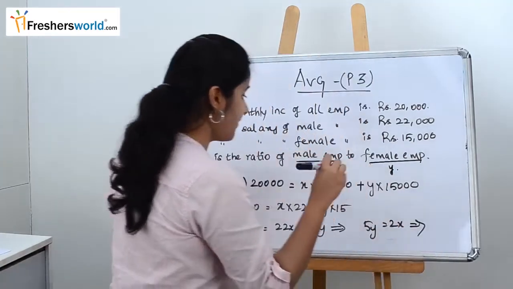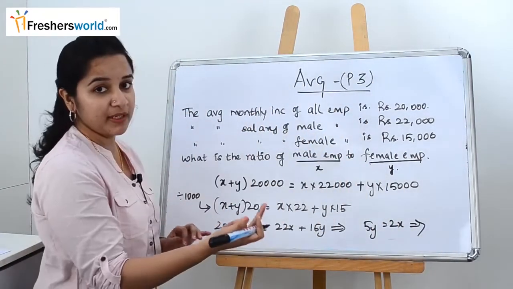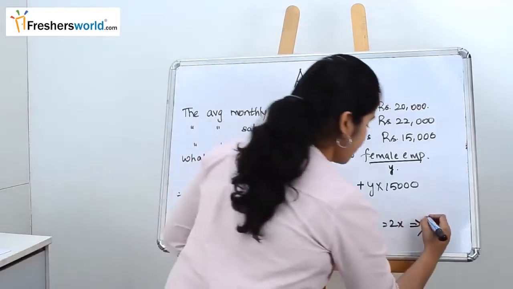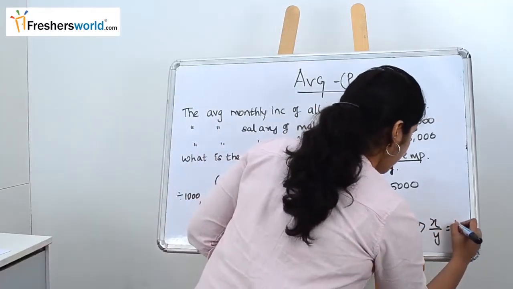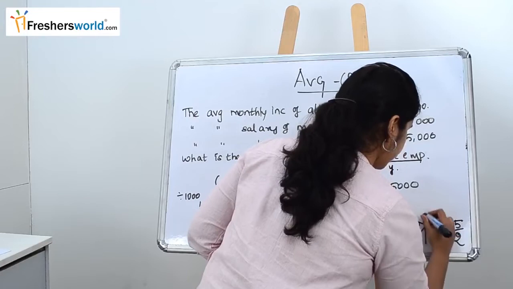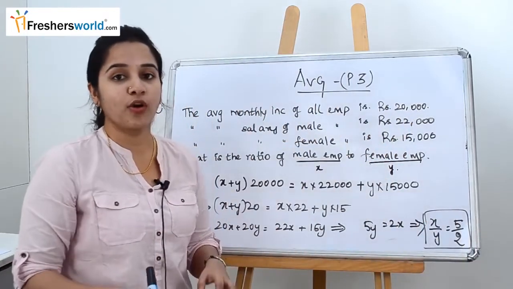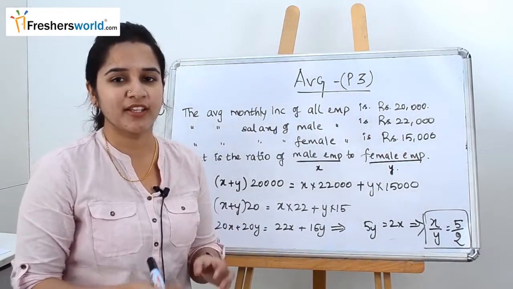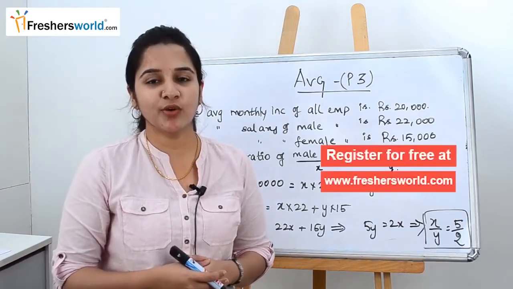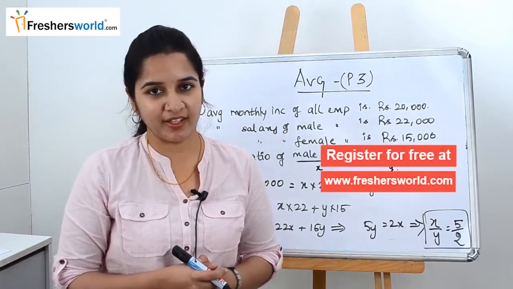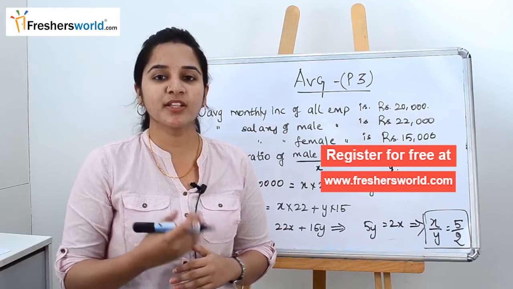So what is the ratio they have asked for? Male employees to female employees, which is x by y. So x by y is nothing but 5 by 2. This is the ratio of the male employees to the female employees in that particular company. In today's video, we solved more problems on the topic average. In the upcoming videos, we'll be solving much tougher problems.